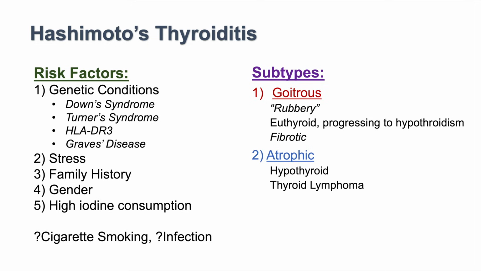So the two conditions, because this is an autoimmune attack on the thyroid gland, we're either going to have a basically shriveled up thyroid gland like you might see in the atrophic subtype, or you're going to have fibrotic changes, scarring, which is going to cause a rubbery goitrous type Hashimoto's. So these are the two conditions I want you to think about.